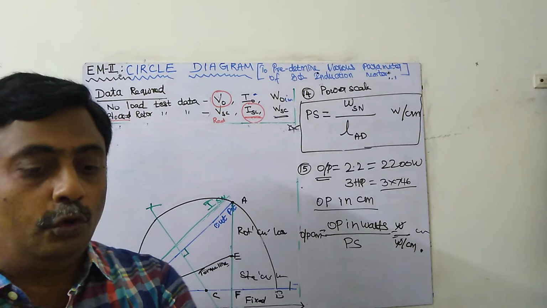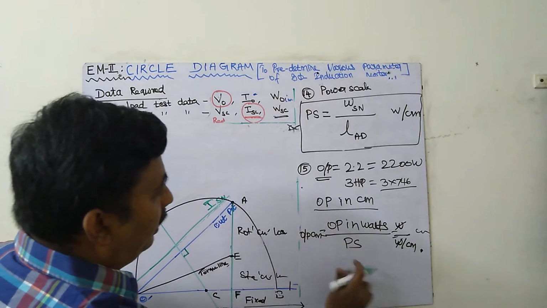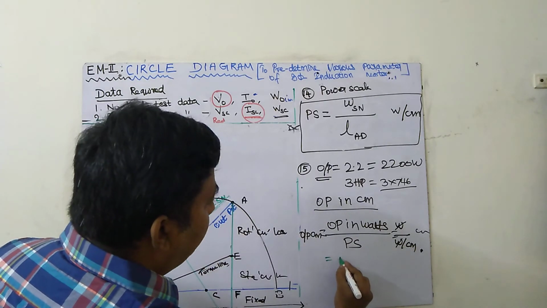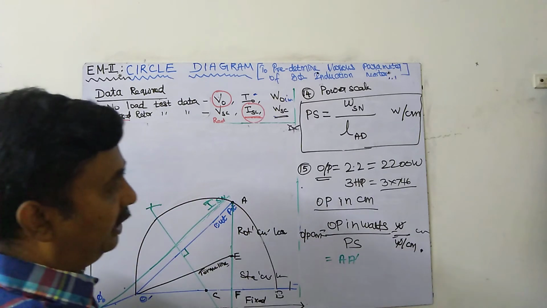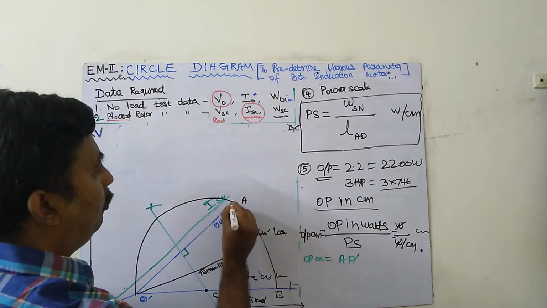Now what do I have to do? I have to extend this line. This output centimeter I got here. This value equals A dash, this is the A dash line. Output in centimeter equals A dash. What is A dash? I have to extend this line.